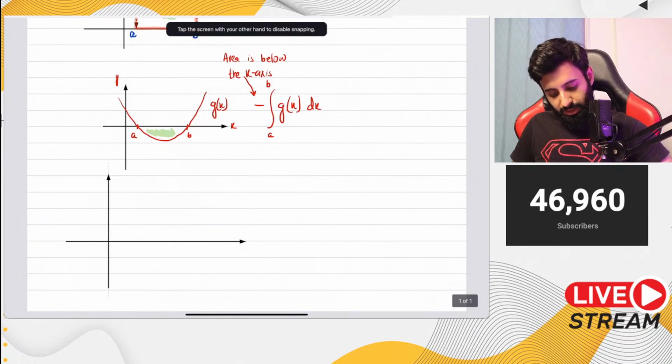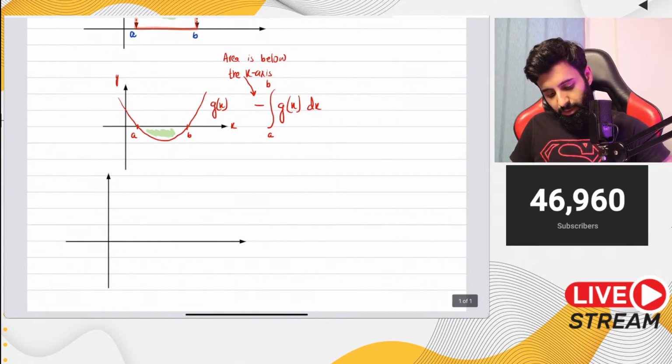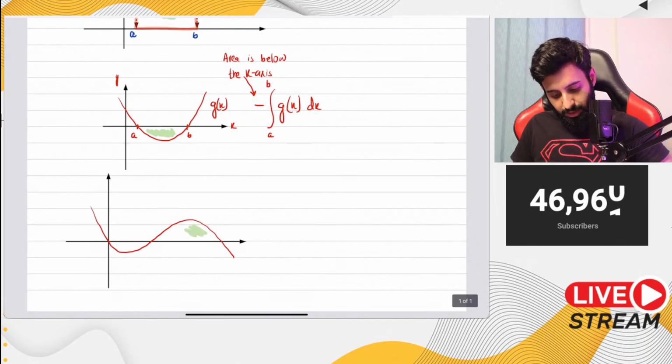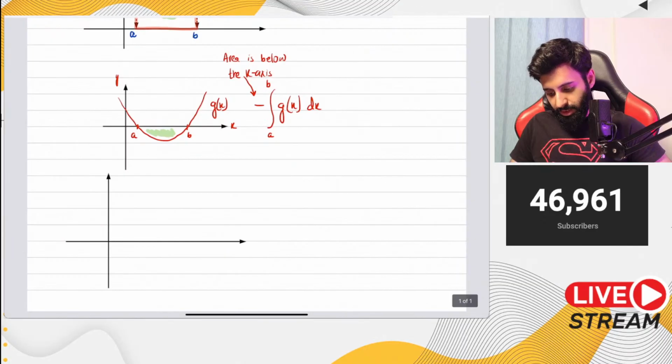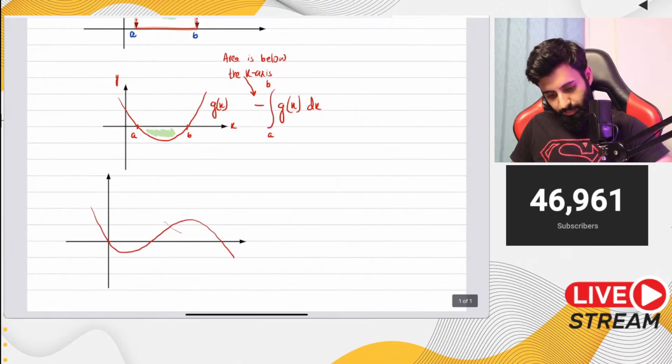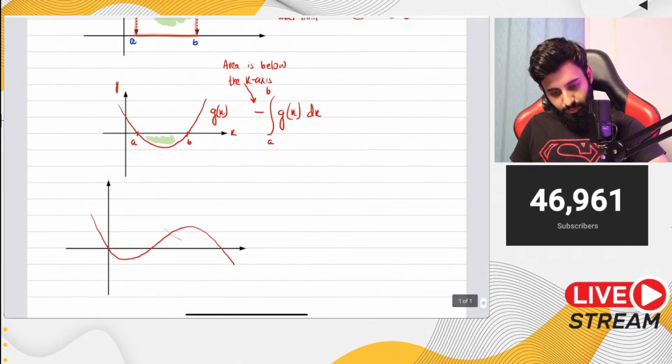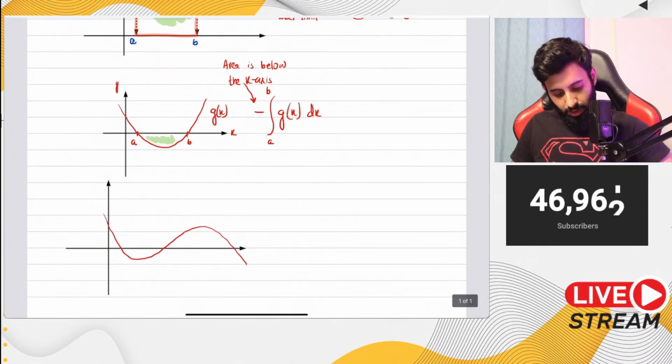Then you might come across questions like this also, where you have to find this area as well as this area. Let's move it slightly towards the right. Now let's say this is A, this is B, this is C.